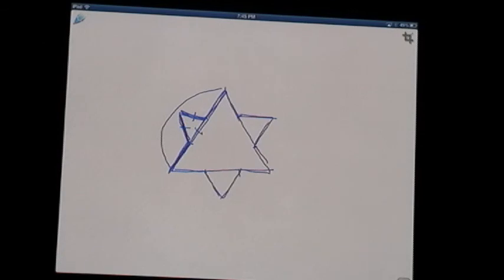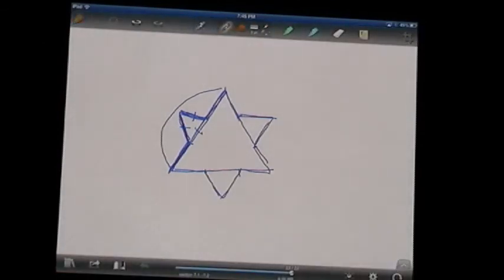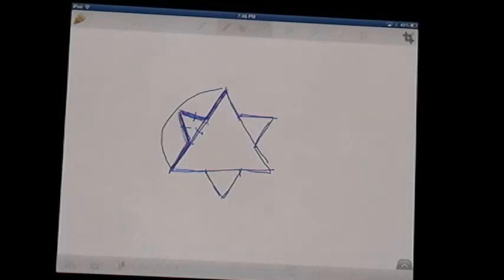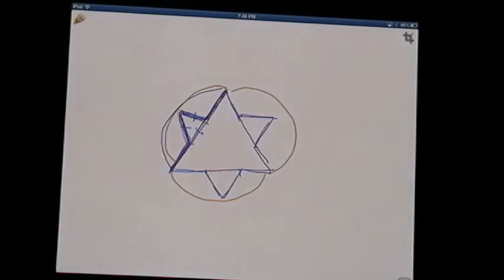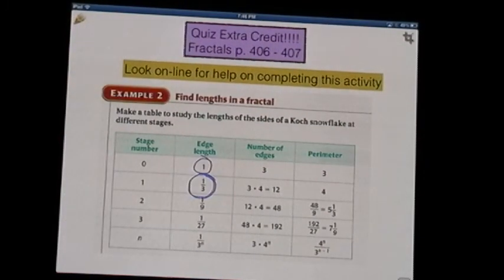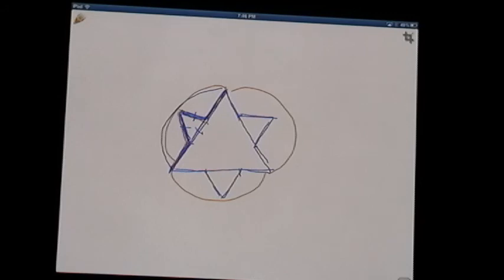And then we have 1, 2, 3, 4 on each side. Let me do that in different colors so it's easier to see. 1, 2, 3, 4 on each side. And how many sides do we have? 1, 2, 3. So there are now 12 edges. And our perimeter has become 4, because 12 thirds is 4.